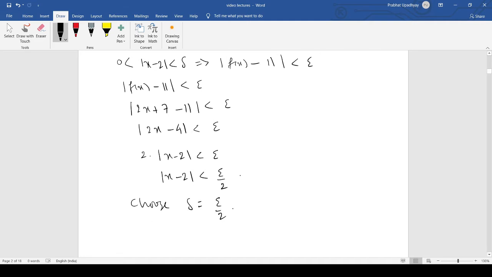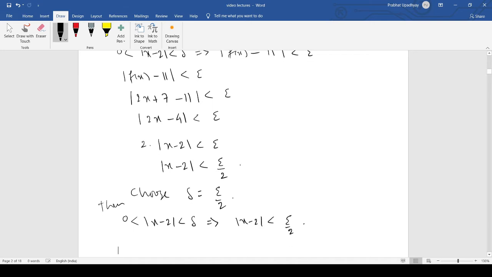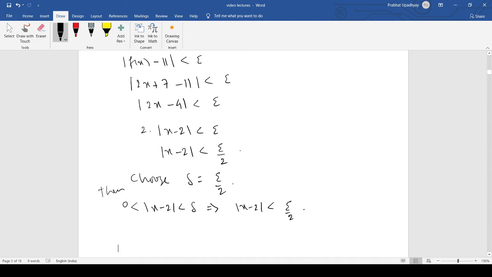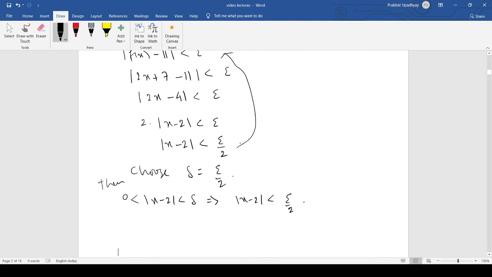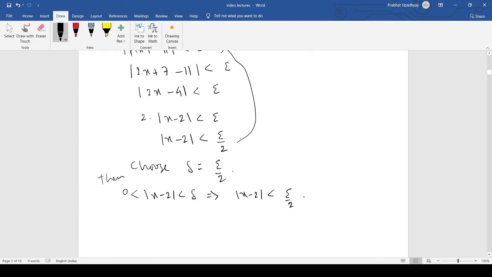And then going in the reverse way, if you have 0 less than mod x minus 2 less than delta, it will imply mod x minus 2 is less than epsilon by 2. Then from here you can go in the reverse way, and you can say that mod x minus 2 less than epsilon by 2 will imply mod of f of x minus 11 less than epsilon. And in that way you have proved your limit of f of x as x tends to 2 is 11.